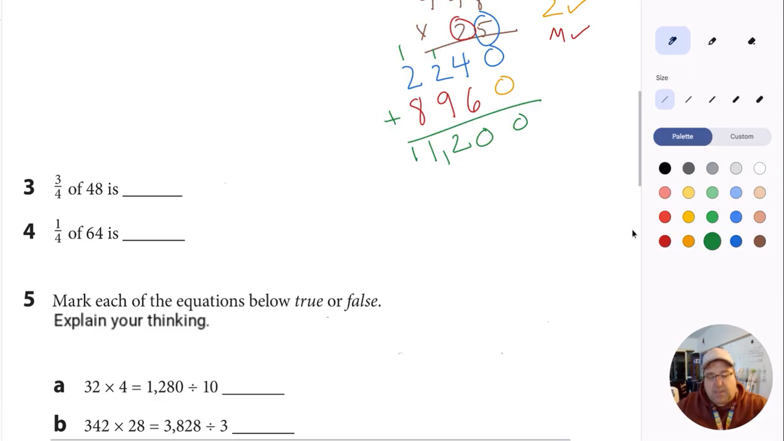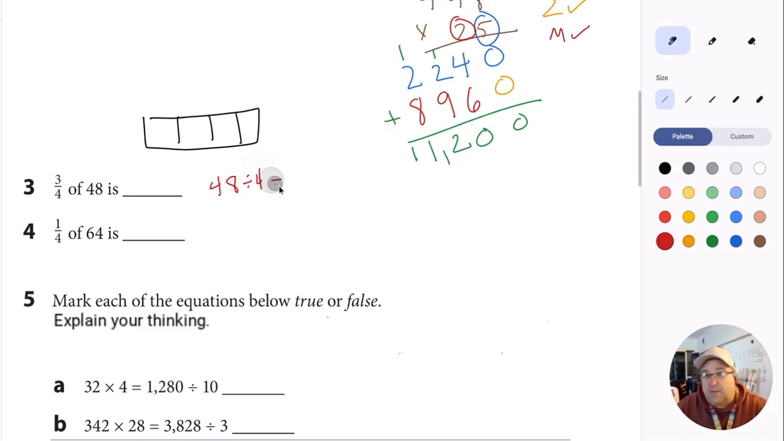So again, just a little visual here if this helps too. If I take 48 and I cut it into fourths, what I need to do is find out how much 1 unit is, and then I can have 3 of those. So really, we're going to start with what is 48 divided by 4. And if we know our facts, we should know that's 12. So in other words, there are 4 groups of 12 inside 48. So that's 1/4 of 48.